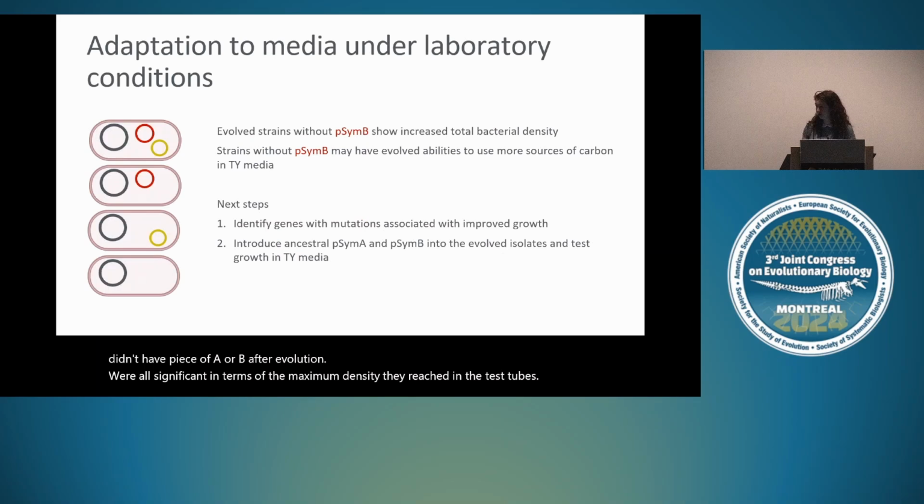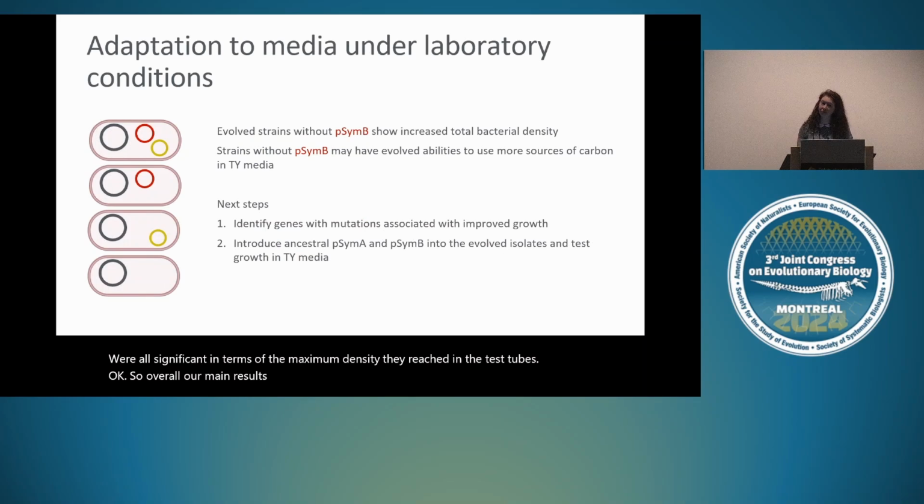Okay, so overall, our main results here are that the evolved strains without PSMB do show an increase in total bacterial density that they're able to reach in our test tube experiments. And we think that this could be that they are evolving capabilities to use more carbon sources in the media, since before we know they were limited by which carbon sources they can use. And we think that's because they didn't have PSMB with these metabolism genes. So now they didn't quite reach the level of growth as the strains with PSMB, but they certainly improved.